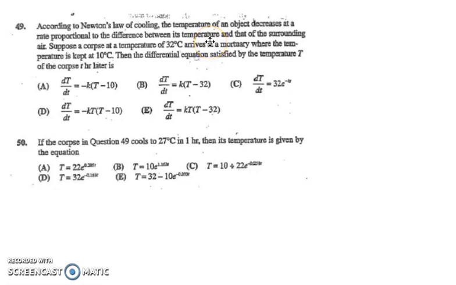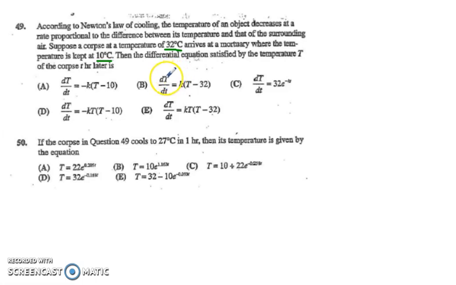Right, 49 and 50 are paired questions about Newton's law. 49 gives us a scenario whereby we have an object, a corpse, whose temperature is decreasing with respect to the ambient temperature in the mortuary. Actually, I lied. The mortuary is 10 degrees Celsius, and the corpse is 32 degrees Celsius when it arrives at the mortuary.